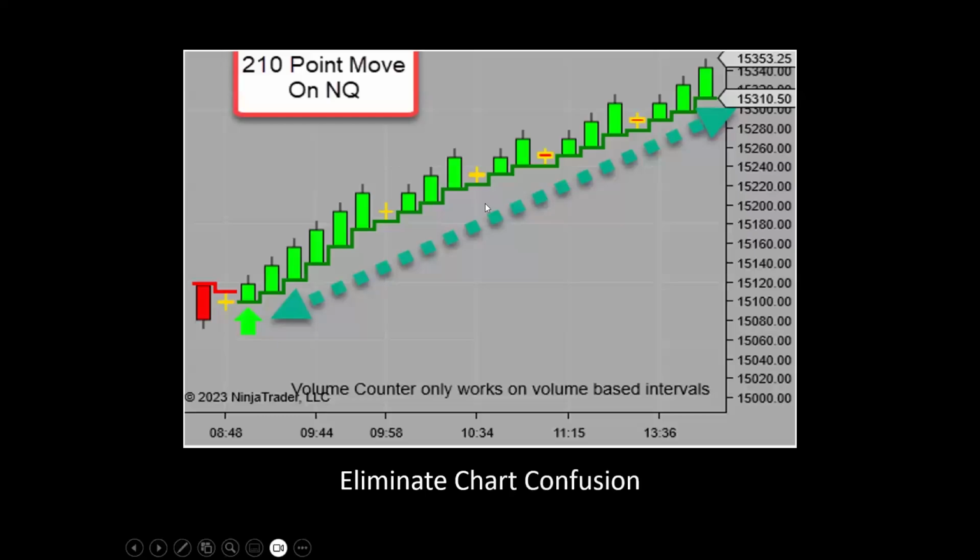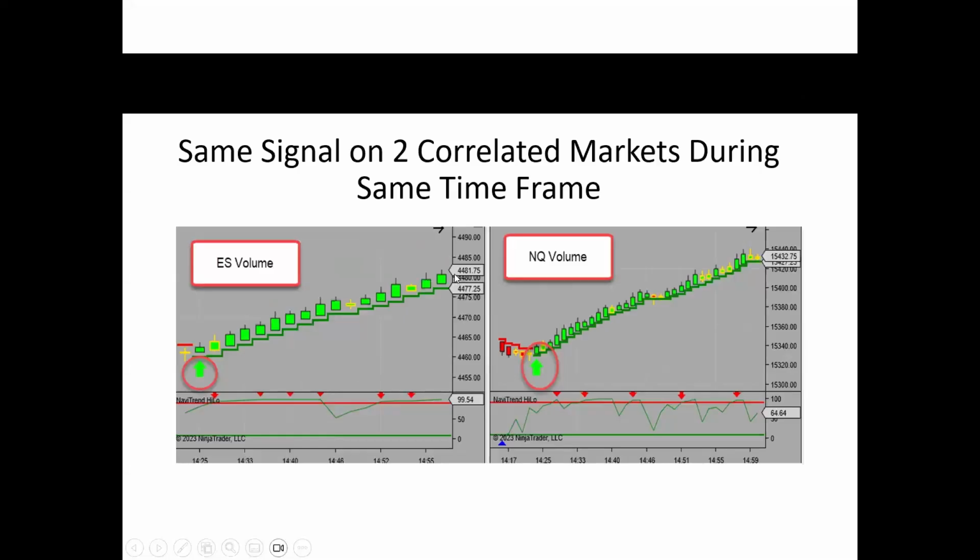All right, so here's a 210-point move on the NASDAQ. Here's another thing that is very, very powerful in your trading, and that is correlation. You want to look for correlation between the E-mini and the NASDAQ.